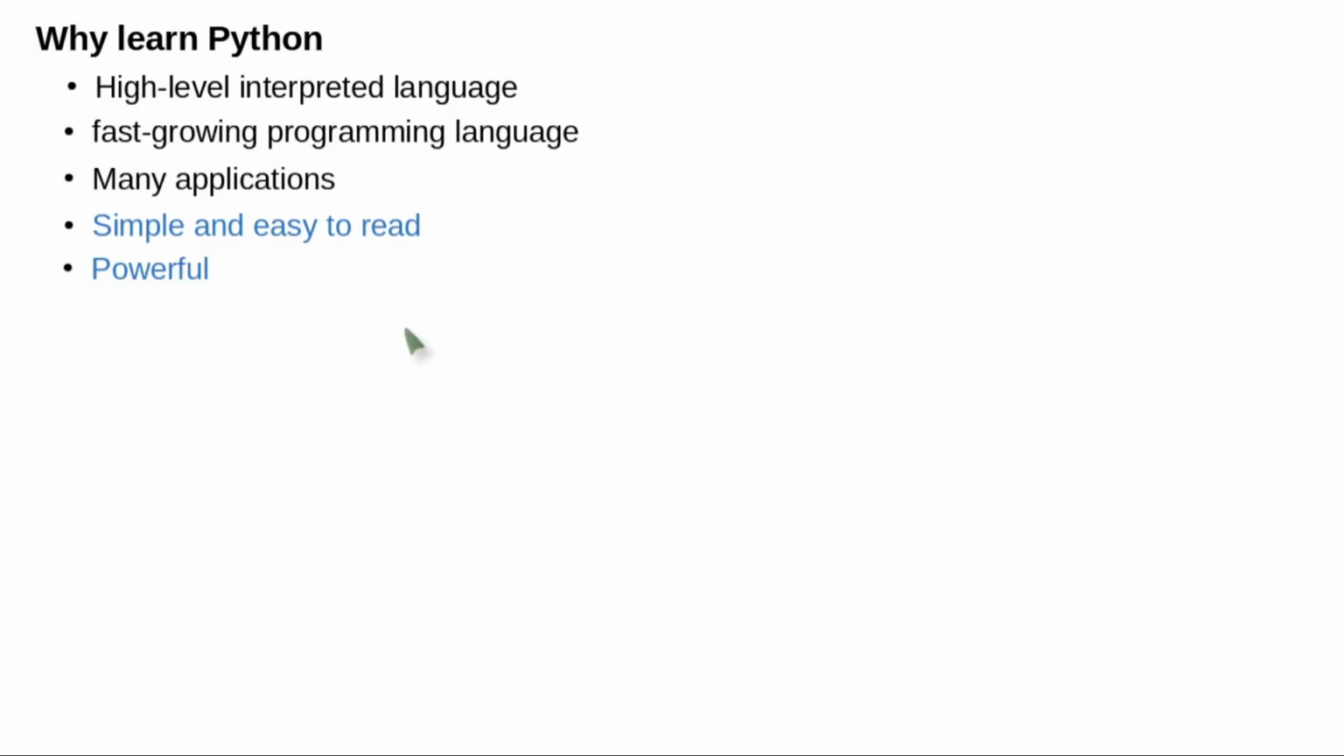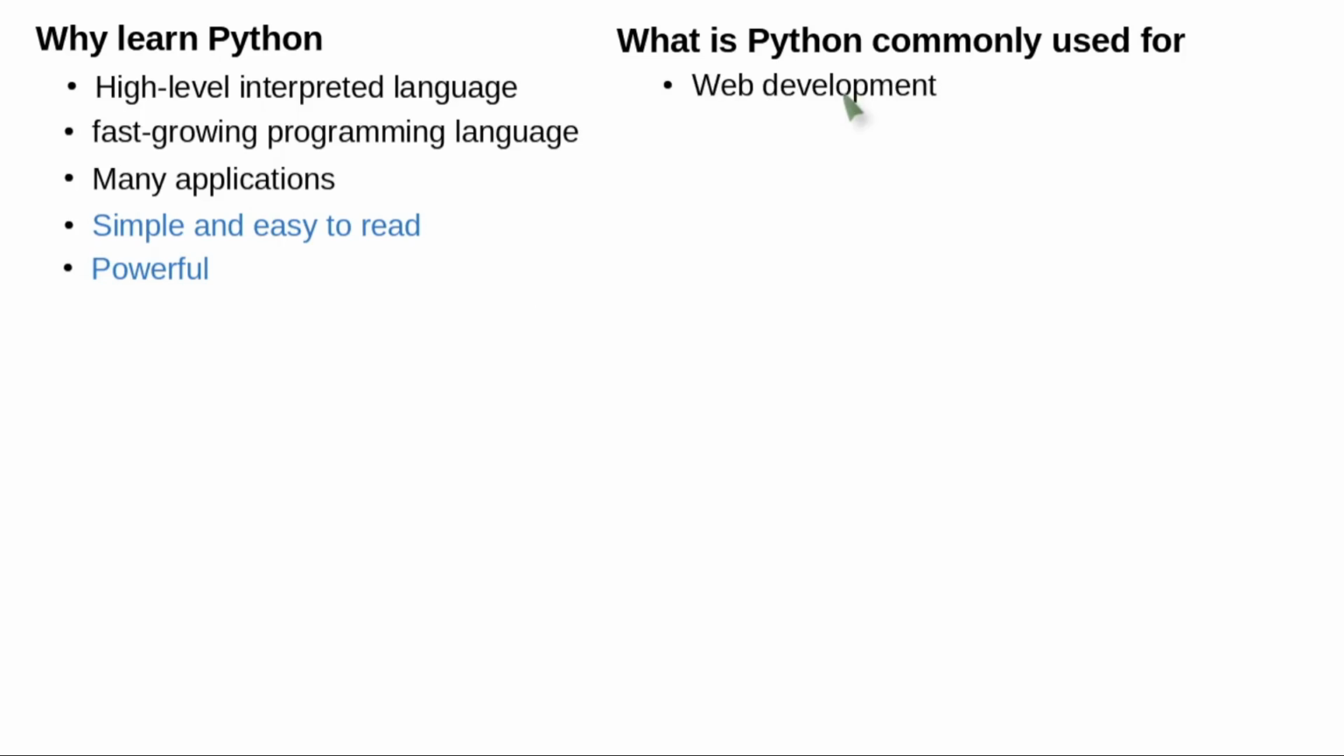At the same time, Python is also a very powerful programming language. So what is Python commonly used for? Python is used for web development. For example, frameworks like Django or Flask can be used by users to develop a website quickly. Python is widely used in data science to visualize and analyze data.